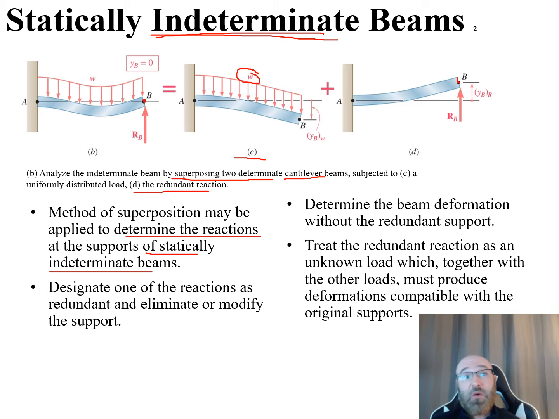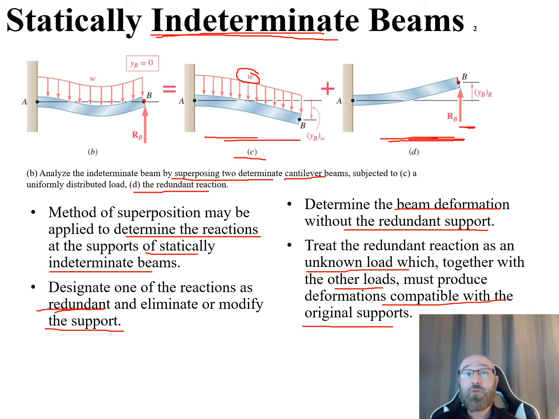So we designate one of the reactions as a redundant and eliminate or modify the support. That's what we've done here by looking at this as two separate loads. We've got our distributed load and we have a redundant load over there. So we designated one of these as a redundant, and we've eliminated it from this part right here, where we just have our distributed load. Then we can determine the beam deformation without that redundant support and treat the redundant reaction as an unknown load, which together with the other loads must produce deformations compatible with the original supports.